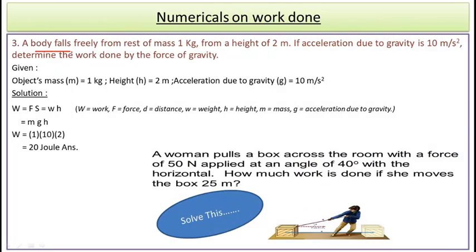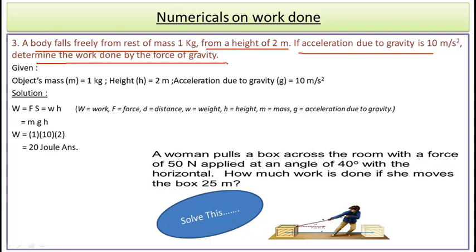Now let's see the last question. A body of mass 1 kg falls freely from rest from a height of 2 meter. If the acceleration due to gravity is 10 meter per second square, determine the work done by the force of gravity. Now, how can you solve this? Again, I request you all to write all the quantities given. The mass of the object is 1 kg, the height from where it is dropped is 2 meter, and the acceleration due to gravity is 10 meter per second square.